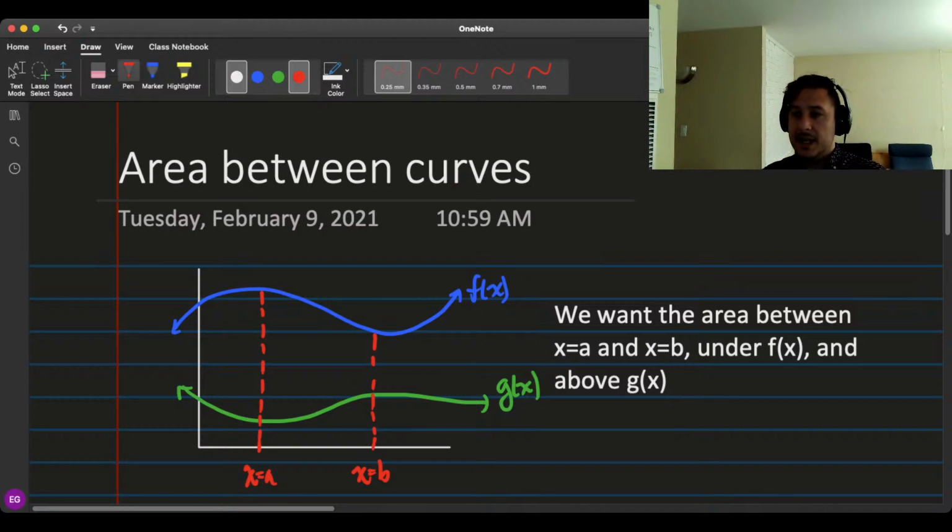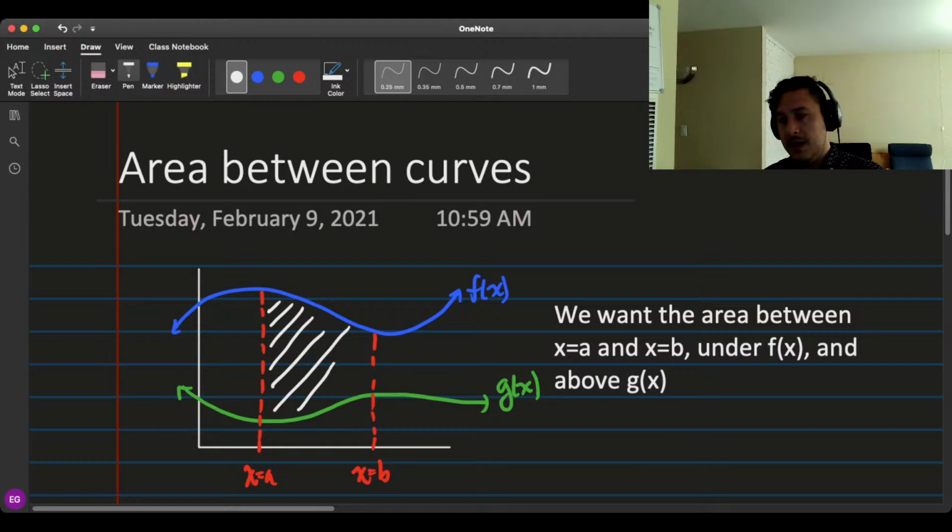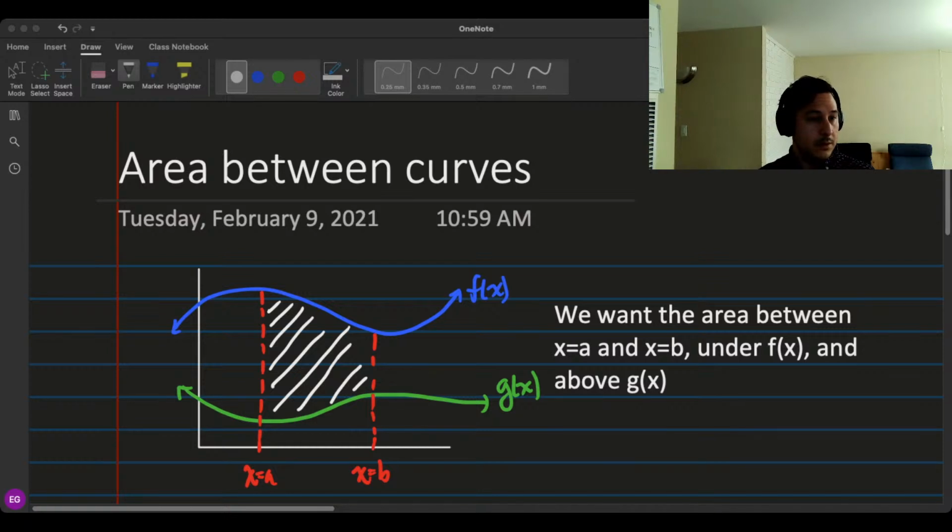So I'm going to fill that in white. It's this stuff. Oh, can you turn it off and turn off the beeper? Thank you. Okay, so we want that area. So how do we find that area is the question.